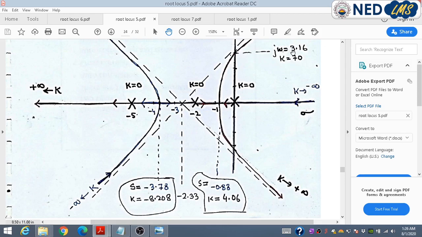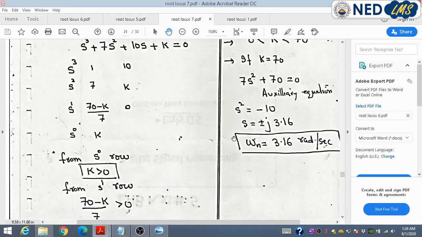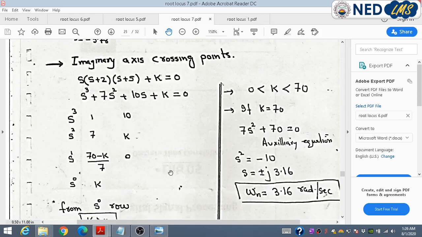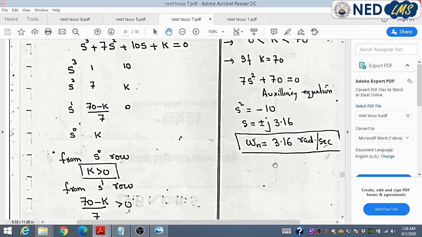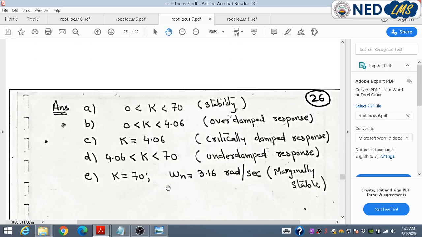The frequency of oscillation is 3.16, as we have calculated earlier with the help of the Routh stability criteria. So here we can say that the system can be designed as an oscillator when the gain k is equal to 70. The frequency of undamped oscillation is 3.16. Here the system can be said to be marginally stable.